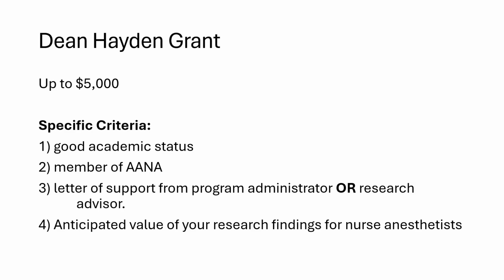The Dean Hayden Grant has only two categories to select from when you apply. It is either research or non-research. The research includes the quantitative or qualitative research. The non-research category, that's the evidence-based practice and quality improvement. So be sure you select the right category to go through. And I will discuss these in the next several PowerPoints.